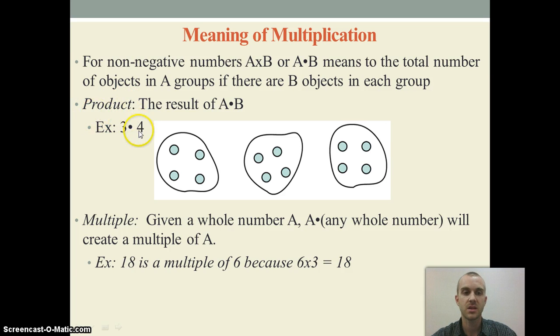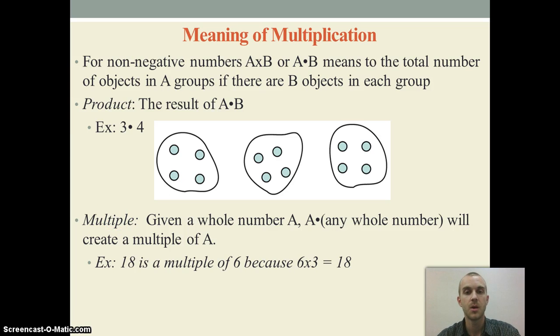Now let's look at the example of 3 times 4. This means I have 3 groups: 1 group, 2 groups, 3 groups. In each group I have 4 objects: 1, 2, 3, 4, and 4, and 4. If I look across all of my groups and objects, I can count up my number of objects: 4, 8, and 12. I see that I have 12.